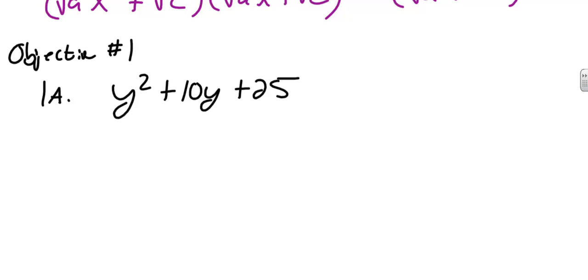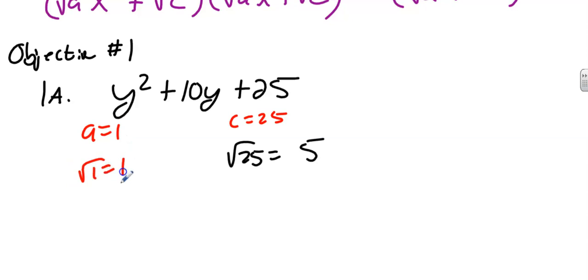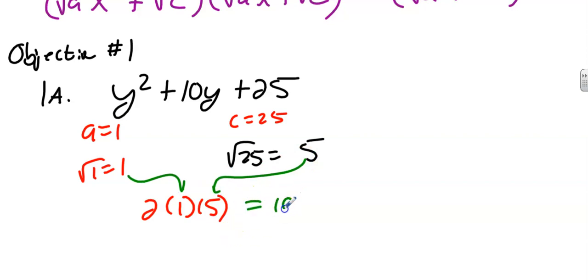Because it is perfect. Square root of 1 would basically be 1 in this case. Square root of 25 is 5. So that's our c term. And the a term is 1, so if you square root 1, it's still 1, so that part's okay. Those are both perfect square roots. And if you do 2 times 1 times 5, that does equal 10, and that's the b term that we get here.